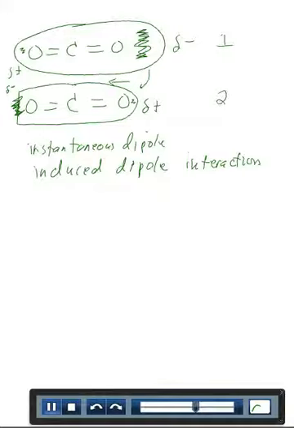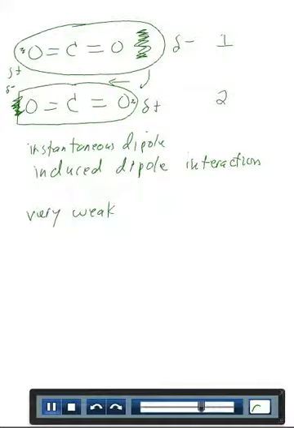Well, since these dipoles are only instantaneous, they're going to decay, and therefore the attraction will decay along with it. So these attractions only happen for an instant, and then they're gone. So that's why they're called induced dipole and instantaneous. So these interactions are very weak compared to the others.